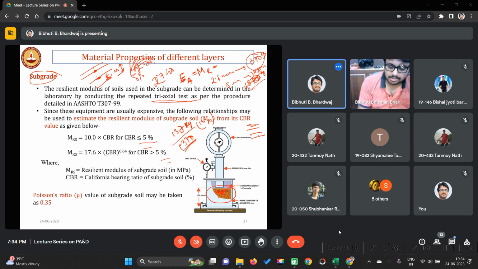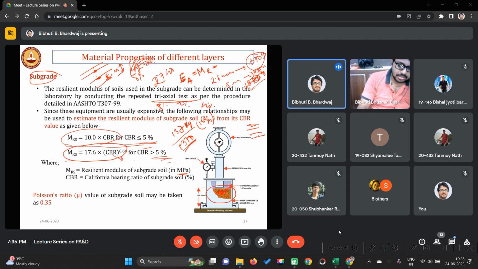We will do the CBR test of the soil. Suppose you get a value, 8%, 9%, 4%, something. Then this formula is used. If the CBR value is less than 5%, then modulus of subgrade reaction is directly 10 times of CBR. That means if 4 is the percentage, it is 40 megapascal. Okay, it is in megapascal. If it is more than 5%, then the relation is complicated: 17.6 into CBR to the power 0.64.